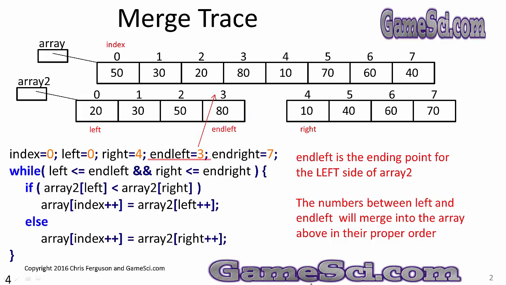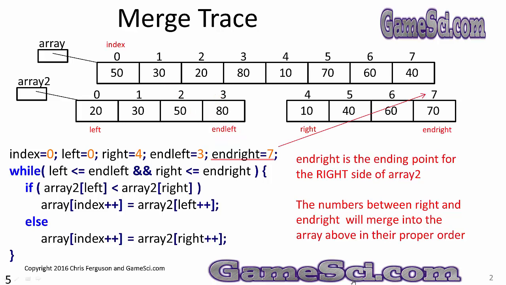End left is the ending point for the left side of array 2. The numbers between left and end left will merge into the array above in the proper order. This is the left side that has to merge into the bigger array. End right is the ending point for the right side of array 2. The numbers between right and end right will merge into the array above in their proper order.